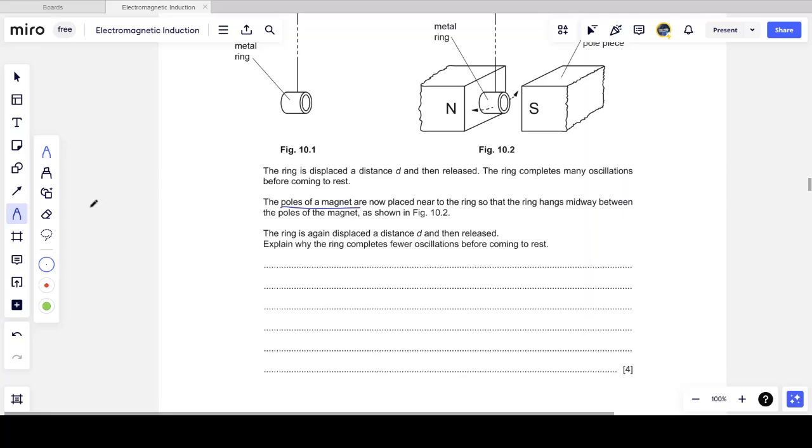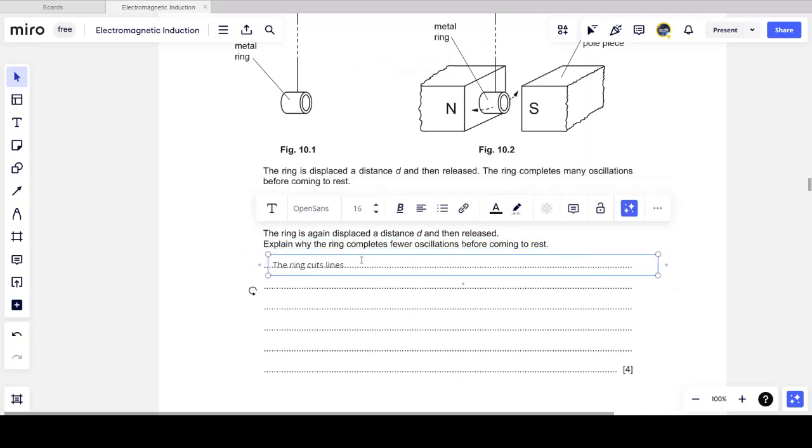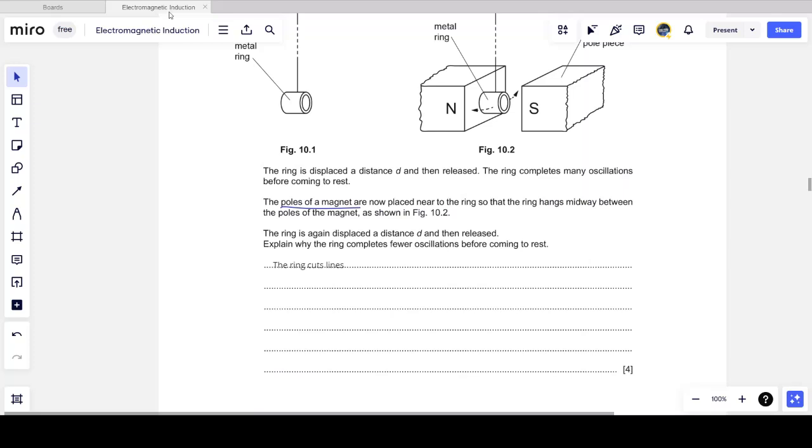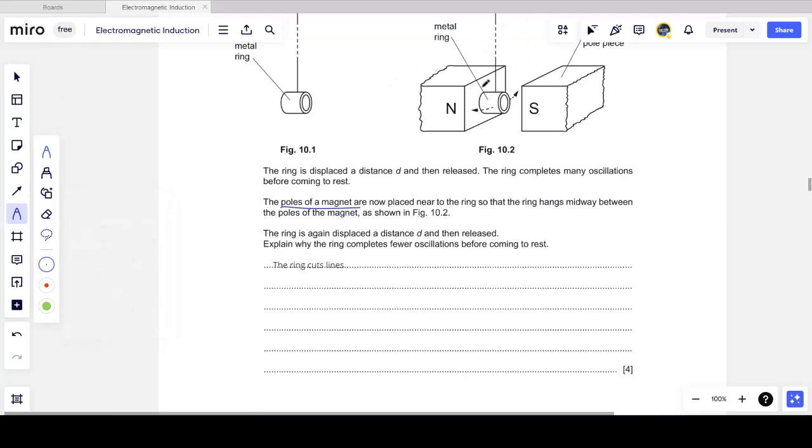So we have to think of the law of electromagnetic induction and Lenz's law in order to answer a question such as this. And the best way to start with a question like this is, like I did with the previous question, the ring cuts lines of magnetic flux. So you're going to see that's my go-to beginning. So the ring cuts lines. Let me just move this down. So again, the field lines are pointing from north to south. This time we are given the direction of the field, since we are told which is the north pole and which is the south pole of the magnet.